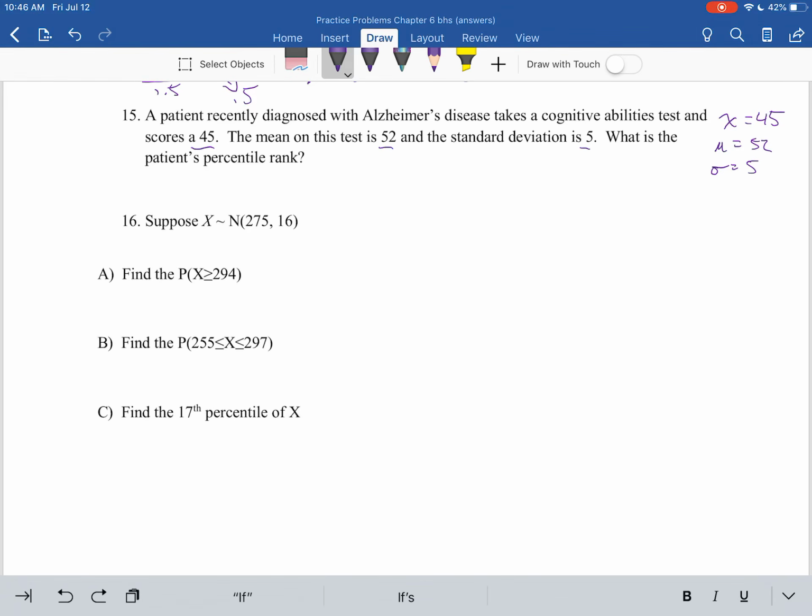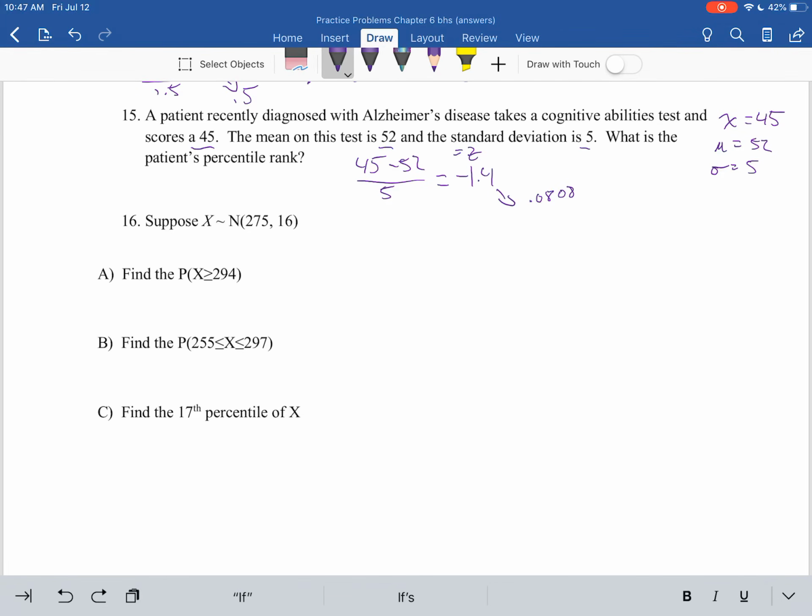So we take our z-score: 45 minus 52 divided by a standard deviation of 5. When we work that out, we're going to get a value of negative 1.4. Remember this is our z, because that's not a percentile or rank. We go negative 1.44, and we'll find a value of 0.0808, which is where this person who has Alzheimer's ranked on the test, so it's very low.